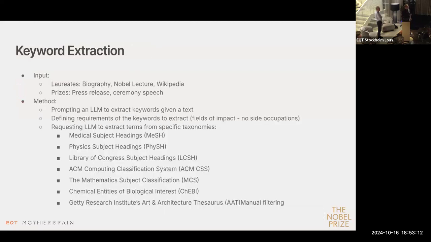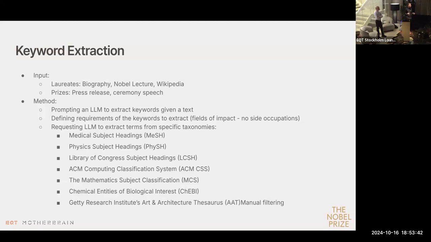So this is why we came up with a very simple method, which was first only literally prompting the language model, where we had some very valuable input from Hans, which were the biographies and Nobel lectures, also press releases and ceremony speeches. And we could also get some Wikipedia articles of the laureates, of course. And then we simply provided these texts to the language model and prompted it to extract relevant keywords.